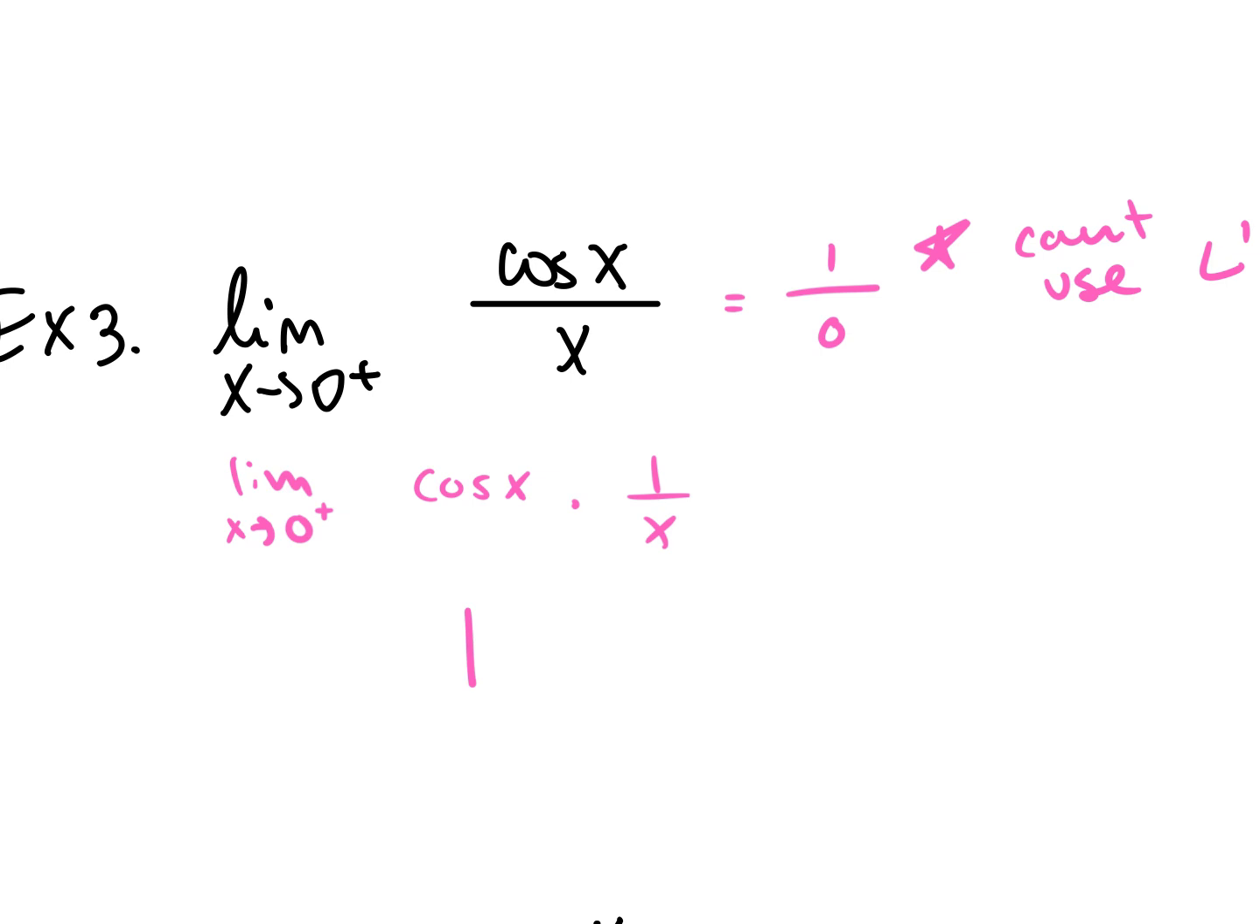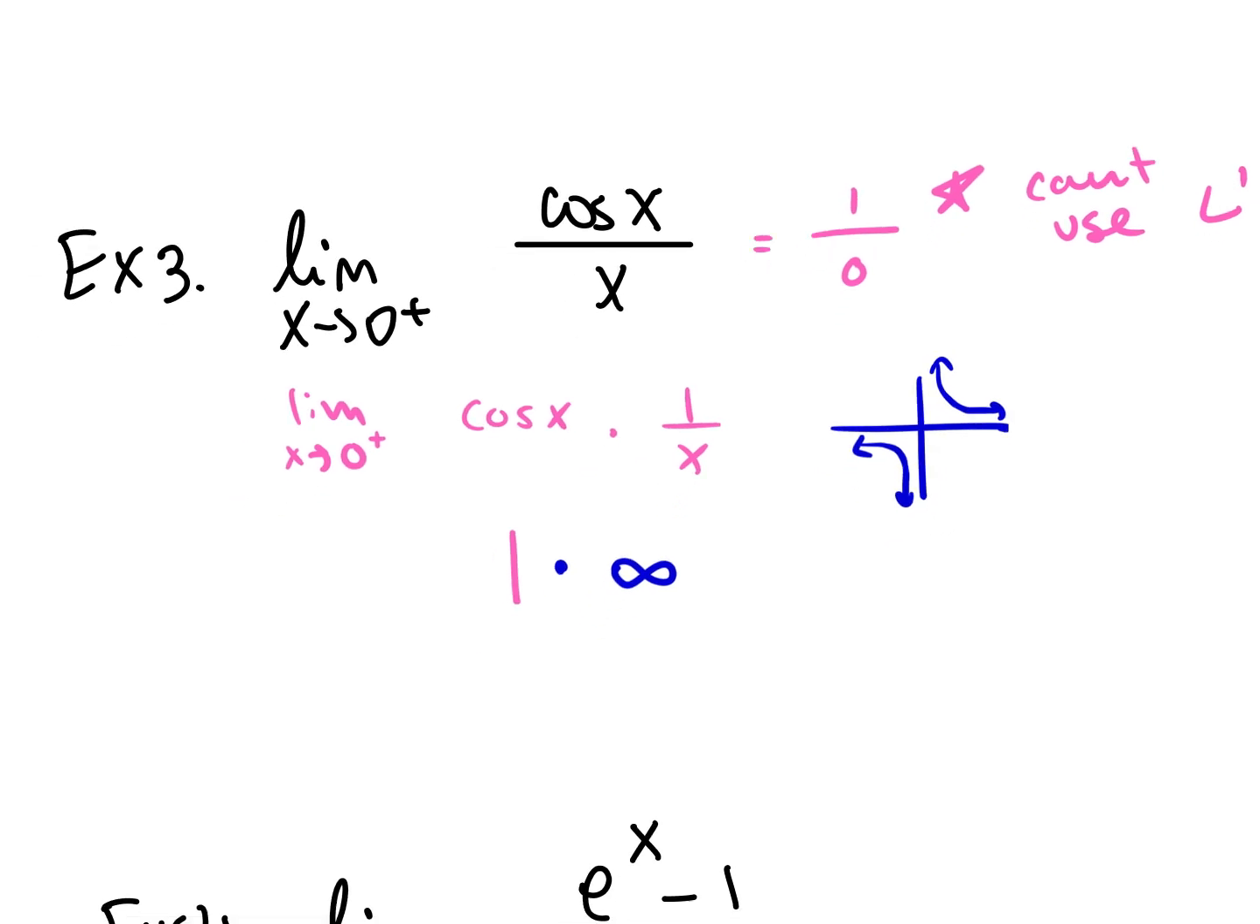We have to think again way back, I think this was chapter 3. Let's think about, what does our graph look like for 1 over x? It kind of looks like this. So what would our limit be as x approaches 0 from the positive direction of 1 over x? Positive infinity. Perfect. So we have 1 times infinity. What do you think 1 times infinity is?